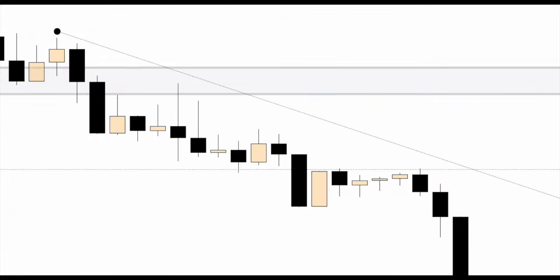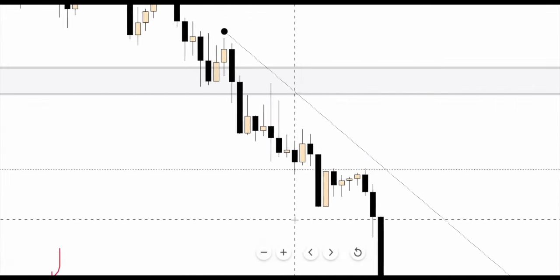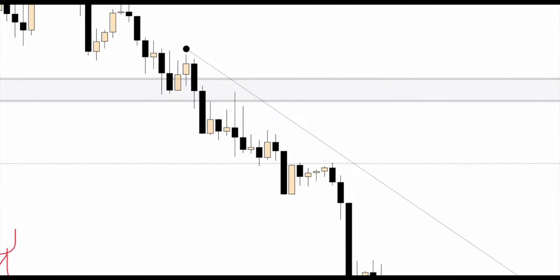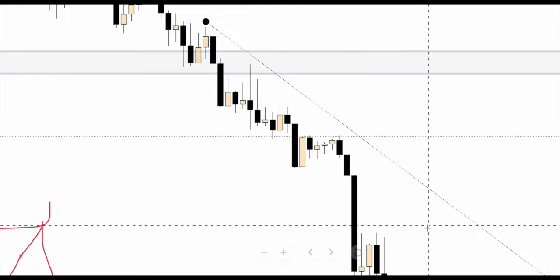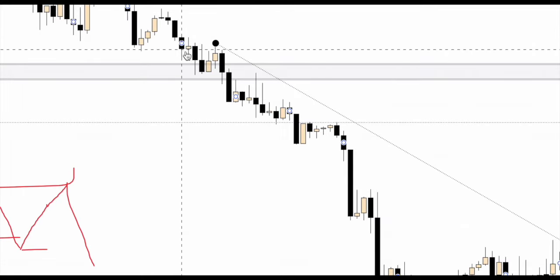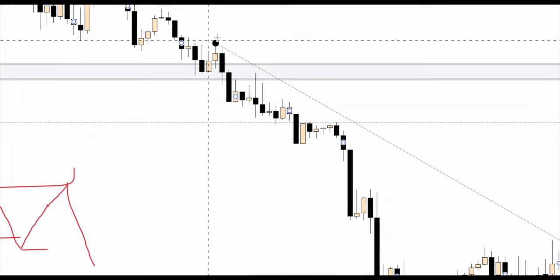So with that being said, we're going to transfer this knowledge to the actual live charts, see how many times we can actually enter these markets within the same range before the overall expansion towards the lows. So as you can see, we have our latest strong high. This is our latest protected high.